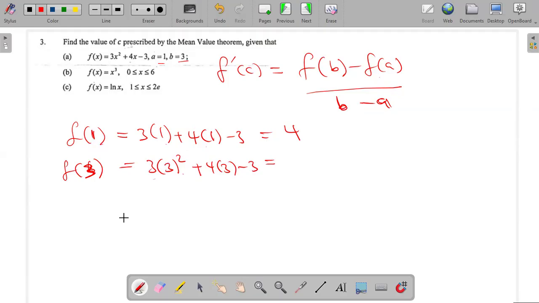27, then I have plus 12. That gives me 39. Then minus 3, I get 36. So this is 36 here. So I have my f of b, f of a. I have a and b already. So now what do I do?